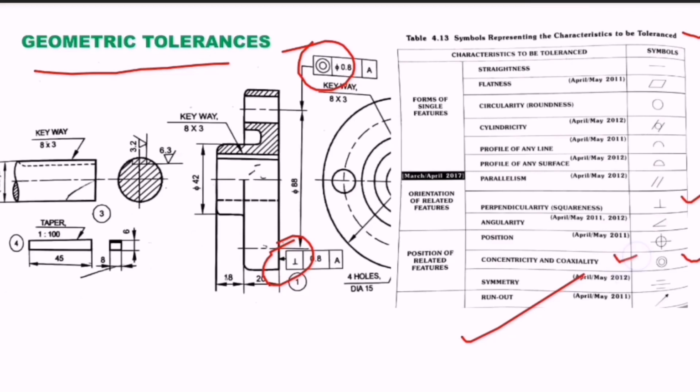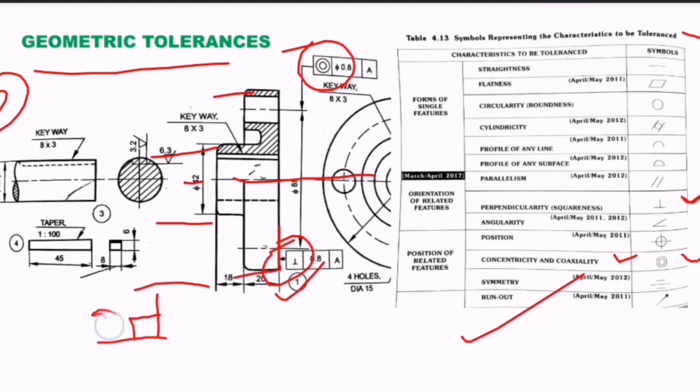Look at this concentricity: it means two circles, one circle inside another circle. It indicates that concentricity means one axis indicates two diameters of objects, so that is concentricity. Next, this is perpendicularity. This perpendicularity indicates that this line and this line are exactly 90 degrees to each other. So this is the way of indicating the tolerance symbols in the part drawings.